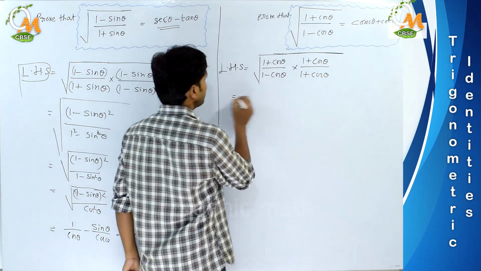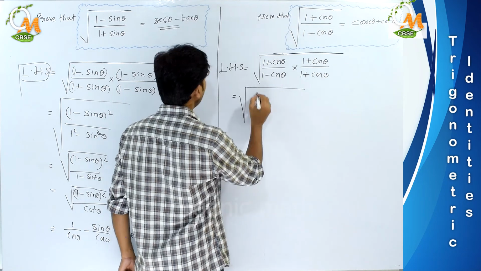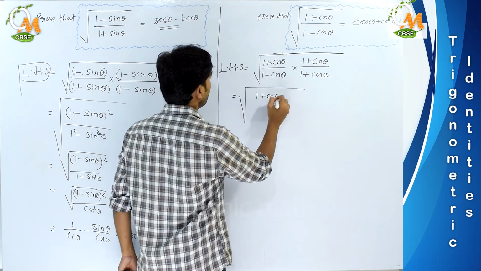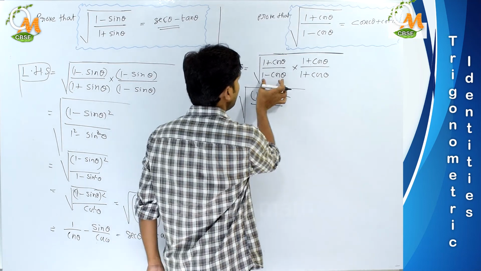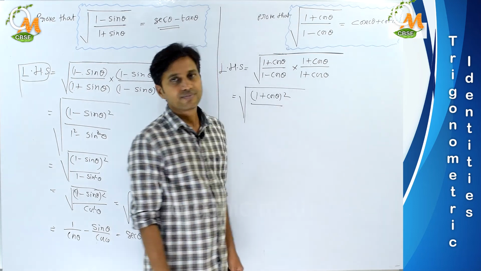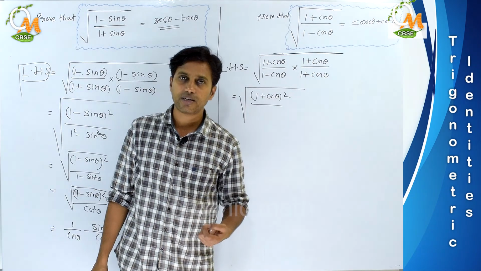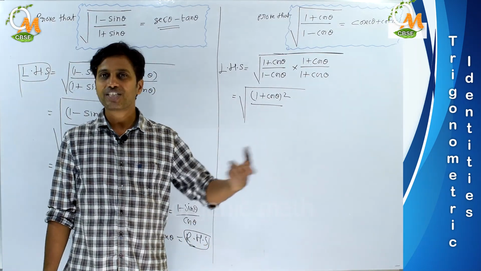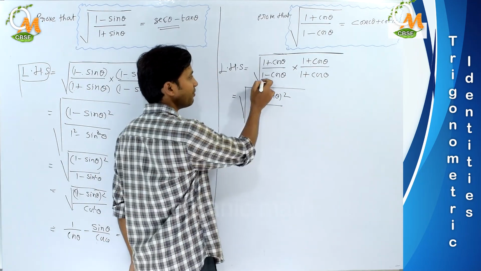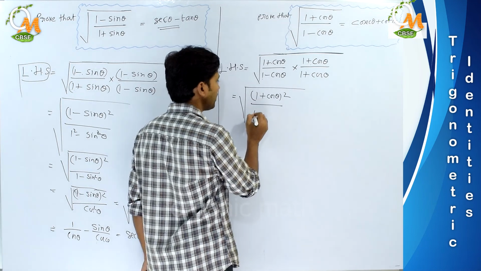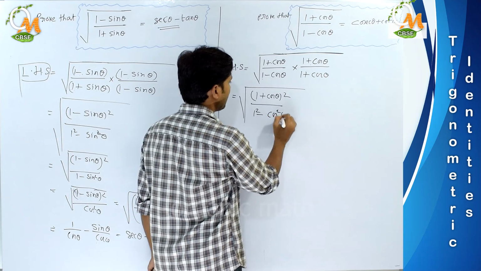Now what happens? 1 plus cos theta into 1 plus cos theta. Since it is multiplied twice, this can be written as whole square: 1 plus cos theta whole square by, now this is again in the form of a minus b into a plus b, yes. As I said before, it is a standard identity: a plus b into a minus b equals a square minus b square. So this can be further written as a square minus b square, where a is 1 and b is cos theta. So a square is 1 square and b square would be cos square theta.